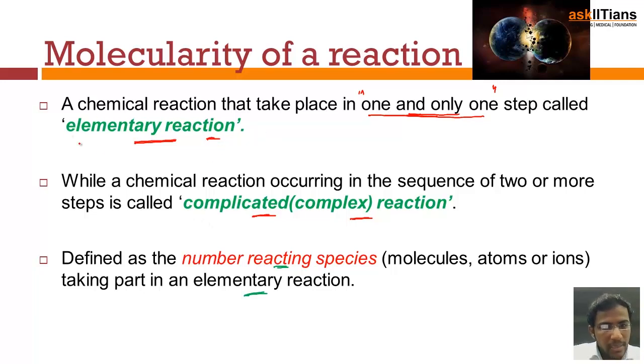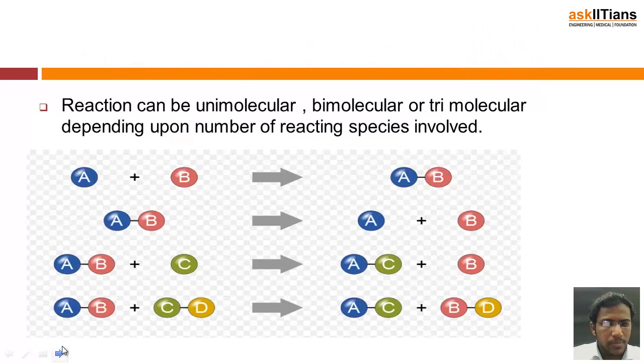In an elementary reaction, the reacting species involved may be molecules, atoms, or ions. The number of reacting species which take part in an elementary reaction is known as the molecularity of a reaction. Let's take some examples to understand it better.